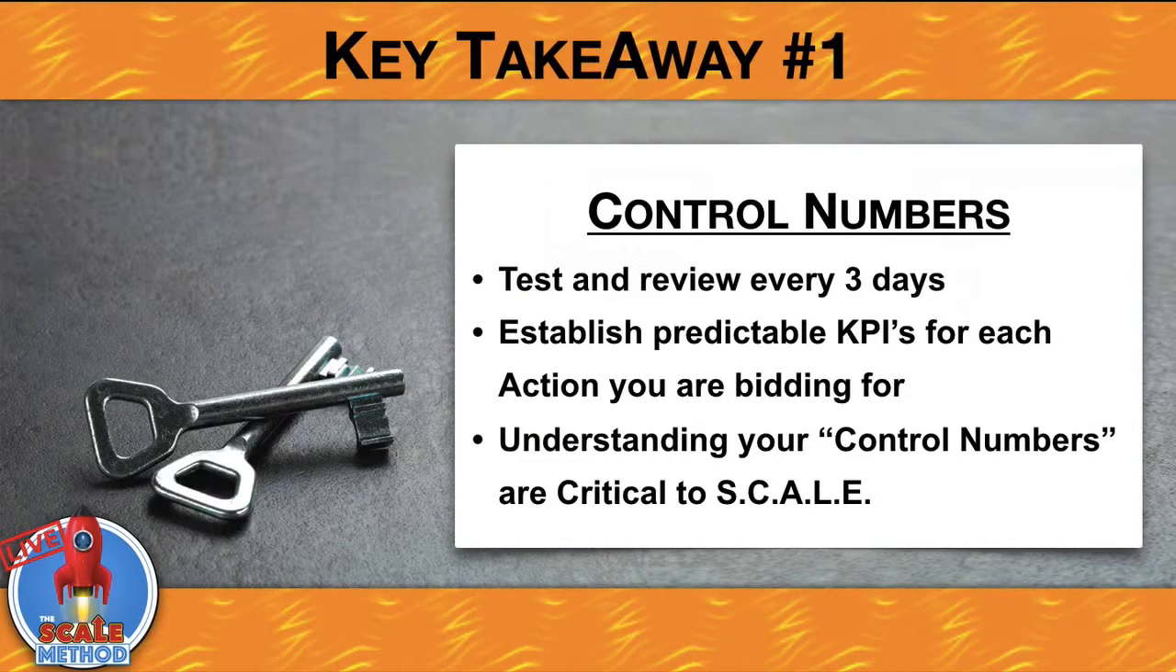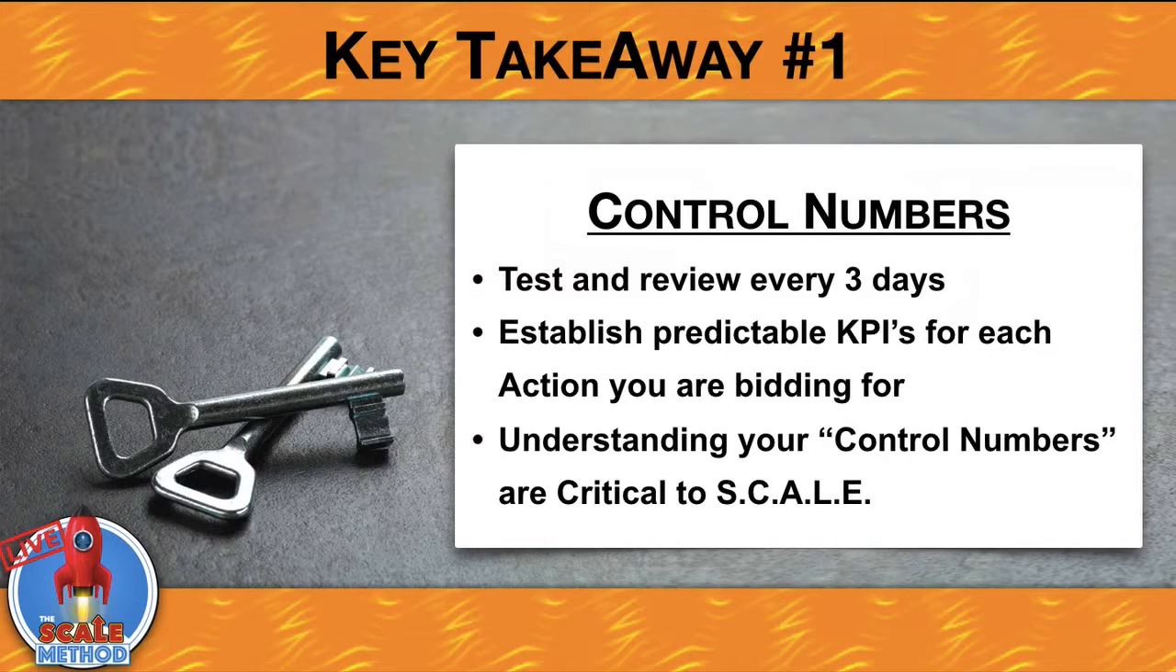So key takeaway 1, control numbers. Test and review every 3 days. Don't just trust numbers that happen in 6 hours or in 24 hours. Let the algorithm start to pick up, let those ads start to be served, and evaluate every 3 days. Establish predictable key performance indicators for each action that you're bidding for. So if you're driving likes, what's your average cost per like? Understanding your control numbers is critical so you can scale your business.